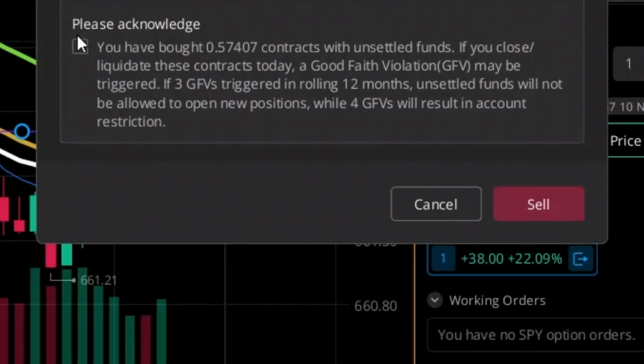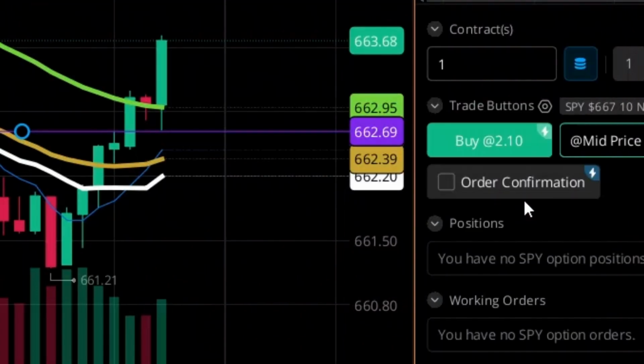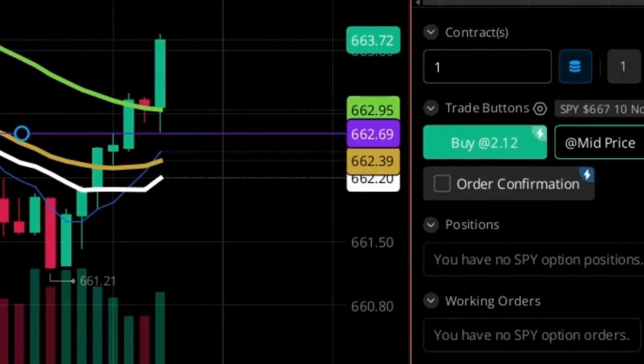This pop-up is because Webull allows you to trade with unsettled funds. And then boom, had I had a second contract, I would have been up 38 on one. I would have been in the second contract, and then this next candle would have moved me into profit.